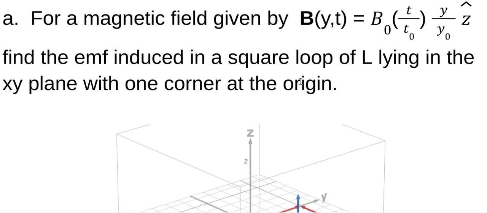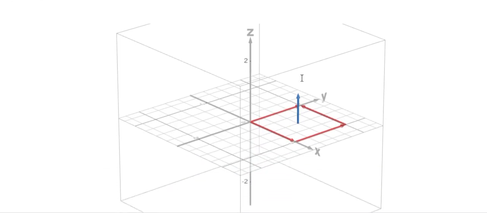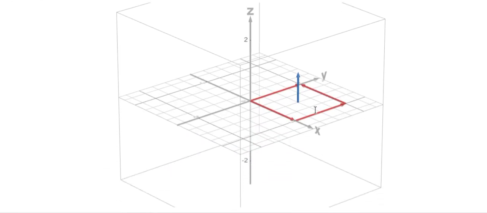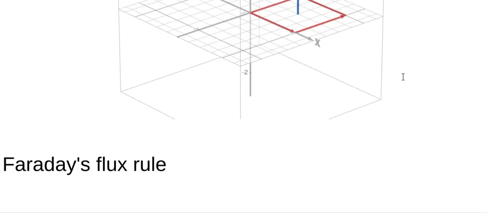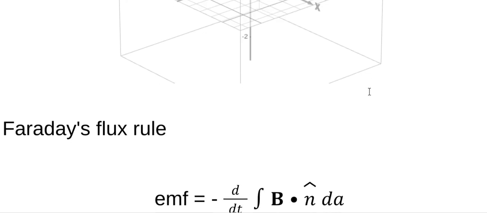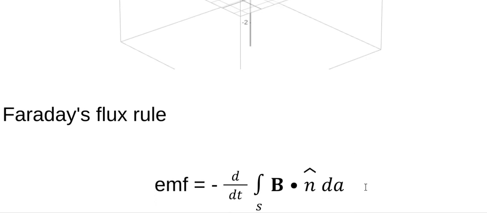Okay, so what I did was I drew a picture of it. So here's the way he described it. It was a square loop with one corner at the origin. Now this is the x hat, y hat, z hat unit vectors, right? So this is our unit normal. It's sticking straight up out of this square in the z hat direction. All right. So he describes in the book that the right hand side of the equation, they call it Faraday's flux rule. And it just looks like this. That's just the right hand side of the equation.